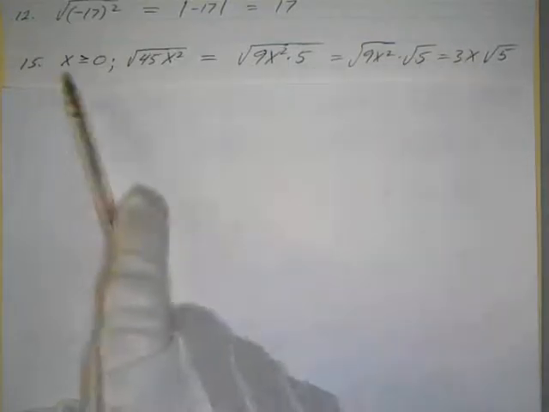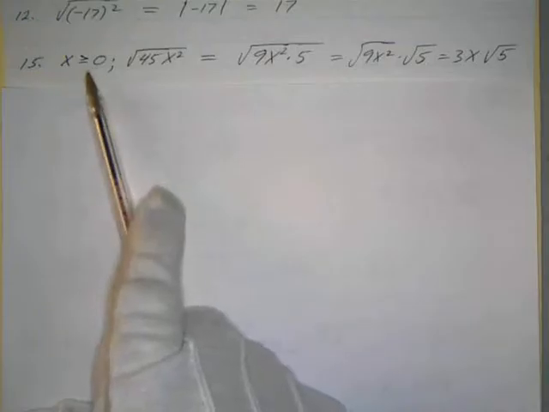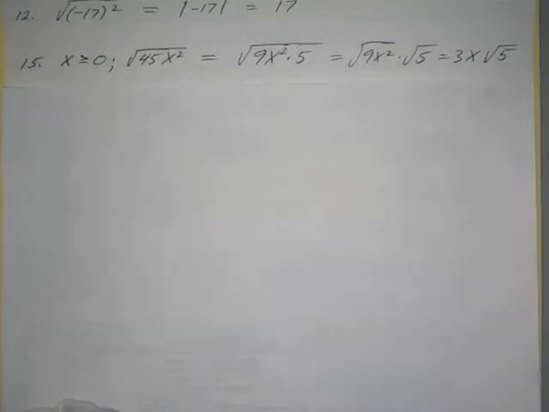Now, if we didn't have this stipulation, if we didn't know whether x was positive or negative, then we would have to put an absolute value bar here. But since they tell you that it's going to be a positive number, you don't need that absolute value. I think that was maybe a misprint in the answers.